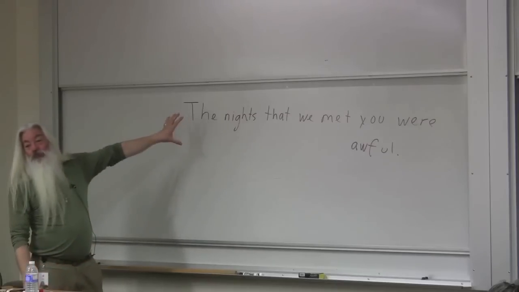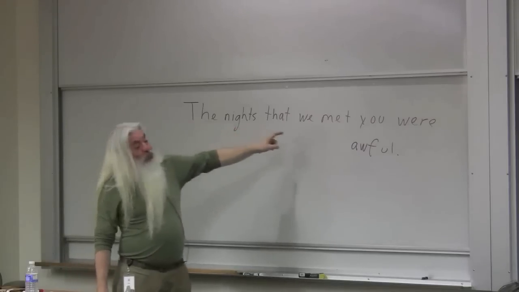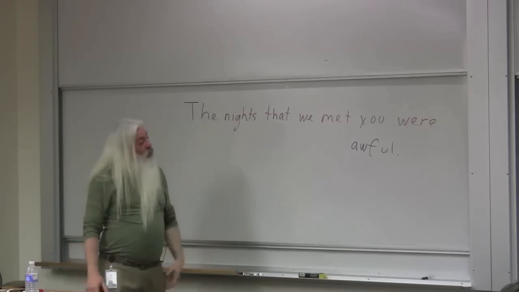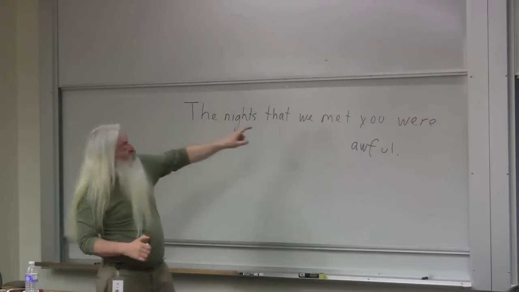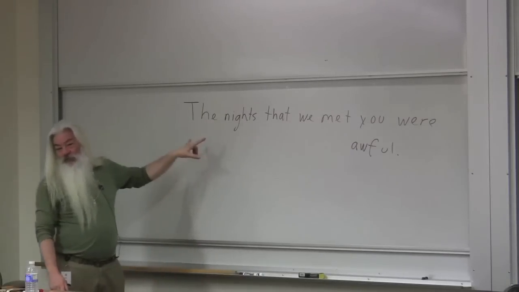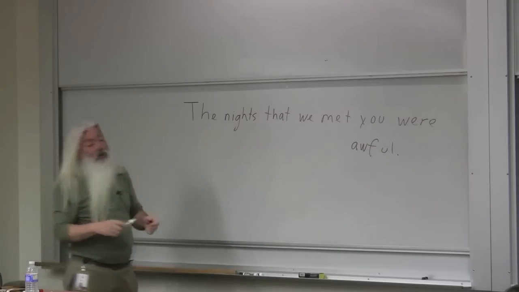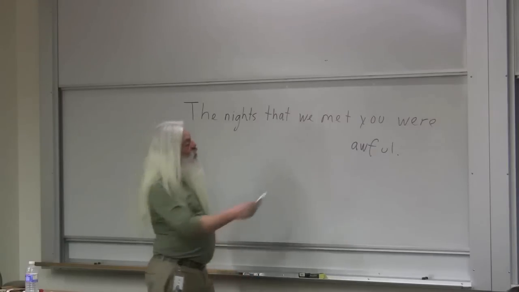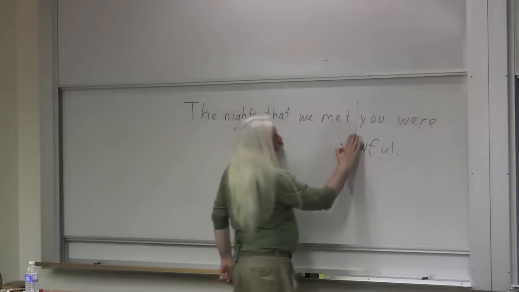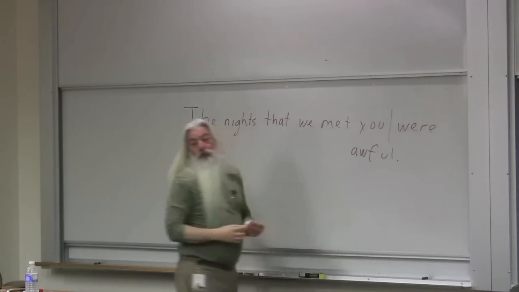For example, I actually have one here for you. This is ambiguous. What's the subject? Well, if I say, the nights that we met, you were awful, then you is the subject. But if I say, the nights that we met you were awful, then the nights is the subject. Very, very different structure. One characteristic of that is where the phrase boundary is. The nights that we met, you were awful, you is the subject of the sentence, versus the nights that we met you were awful.